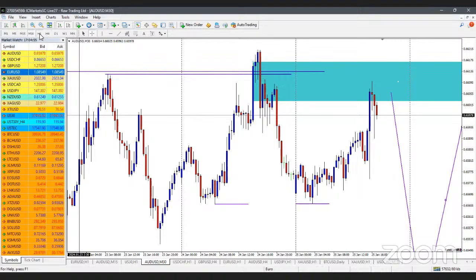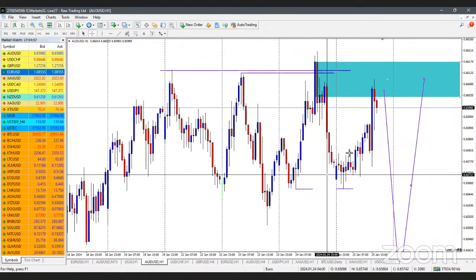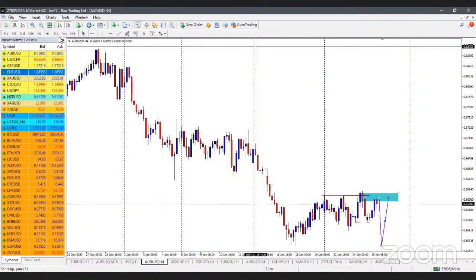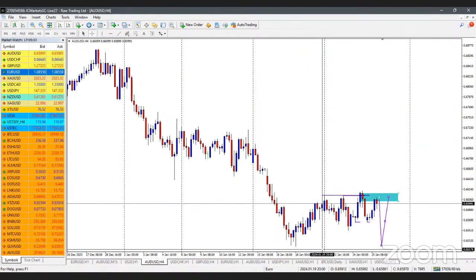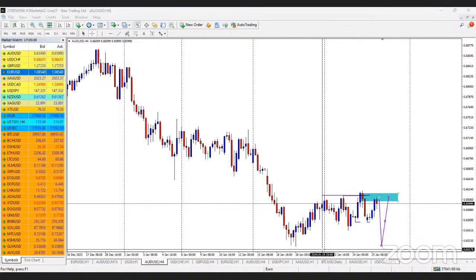I don't think it's a bad trade. I think it's worth the attempt, especially because these lows are equal, and the price took this high right here and then made its way short. It would make sense to go for it.